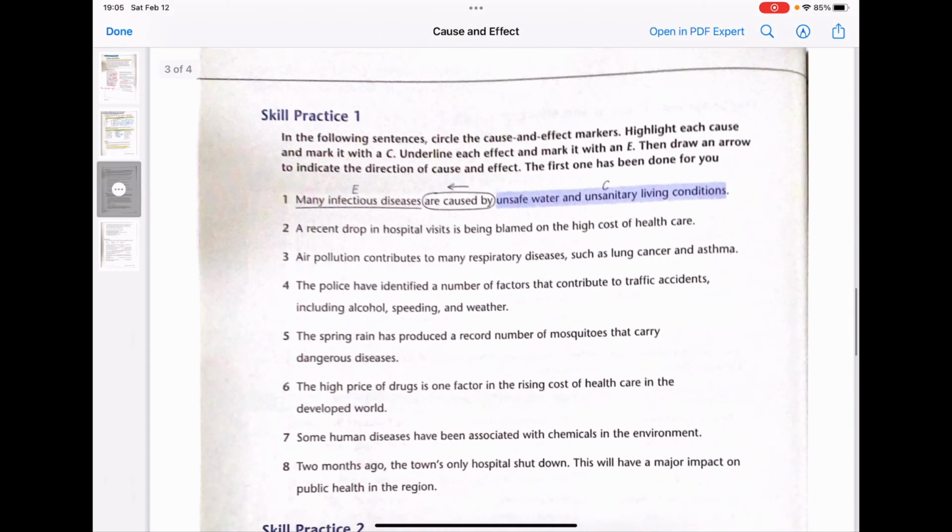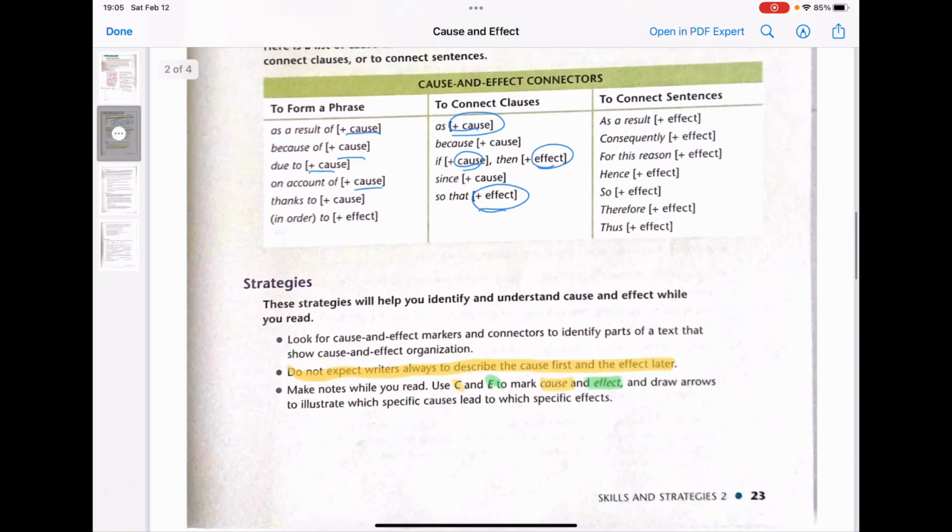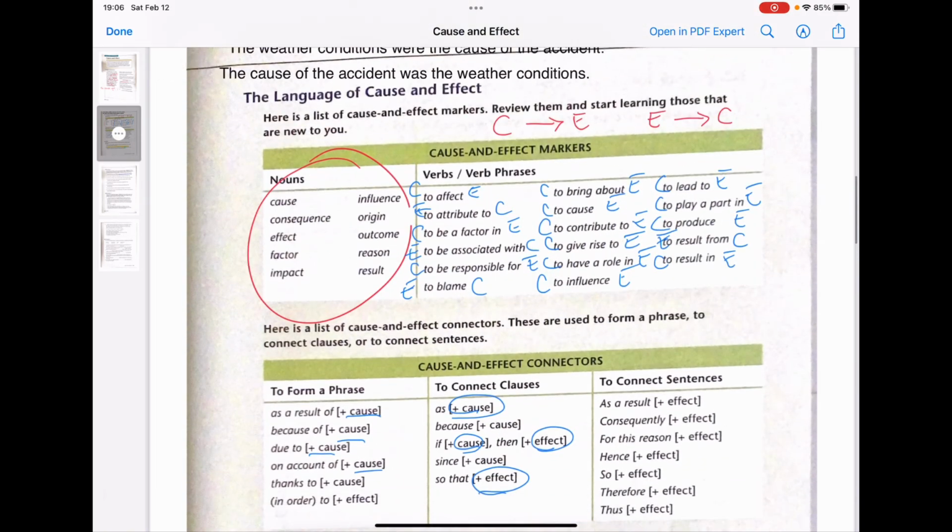I want to walk you through the first couple of exercises so you understand how to do them. The first one is done for you, looking at the cause and effect relationships. Many infectious diseases are caused by unsafe water and unsanitary living conditions. So the first thing that they've done here is circled the cause-effect marker, are caused by. So they identified what the cause-effect marker is. And then we know that cause, right?